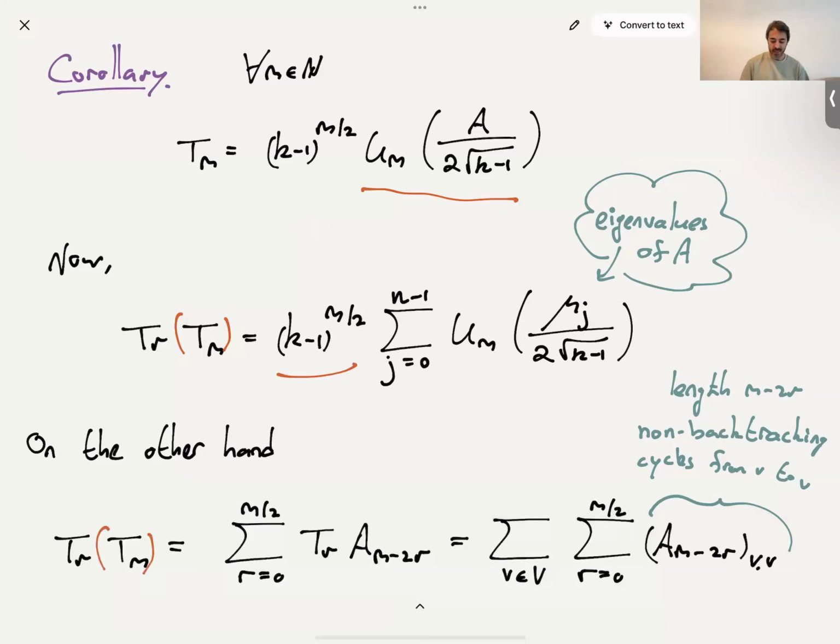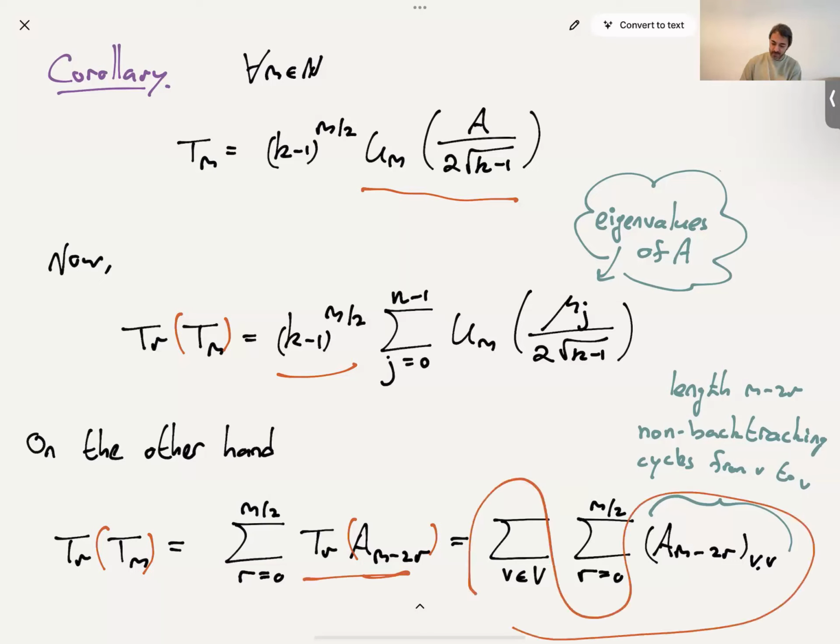Now, on the other hand, if you're going to look at the trace from the combinatorial perspective, then if you remember, Tm was this sum. So it's just taking the sum of the traces. Traces, of course, are linear. And the trace of A minus 2R sums up all the non-backtracking cycles. The trace of a matrix is just this sum. And the combinatorial meaning of that is how many length m minus 2r non-backtracking walks you have from V to V, because it comes from the trace. You start and end at the same vertex. So I'm calling it non-backtracking cycles.